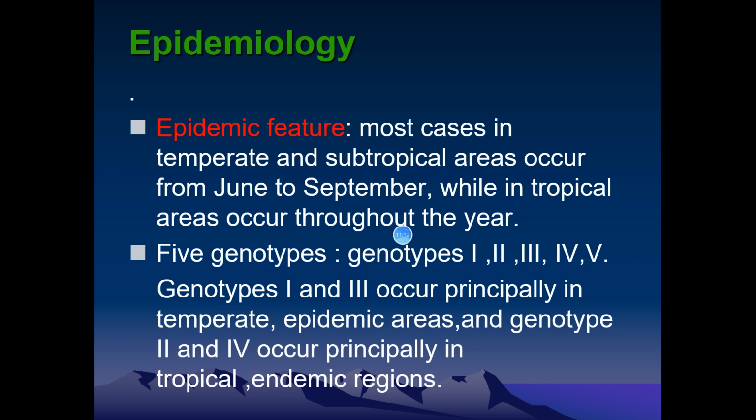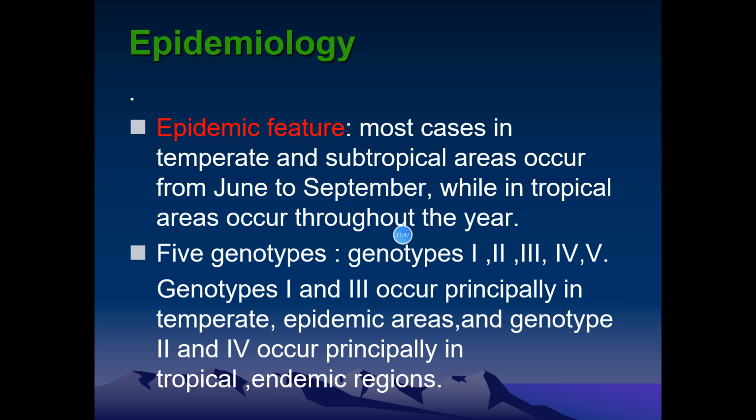JEV was first isolated from the brain of a fatal human case in 1935. It has been found subsequently throughout most of Eastern and South Asia. The apparent temporal spread of JEV in Asia over the past 5 decades can be traced by the approximate date of the first report of epidemic activity.